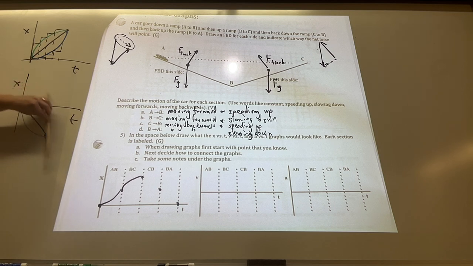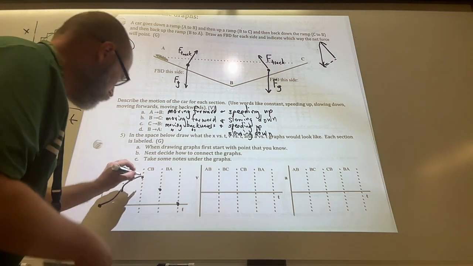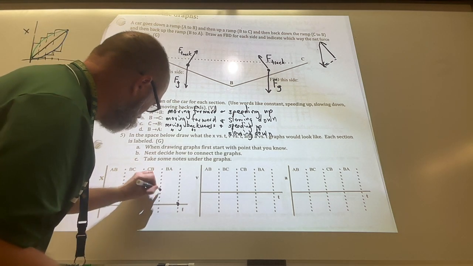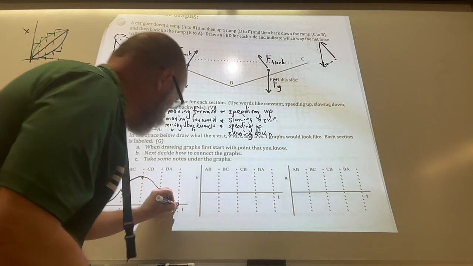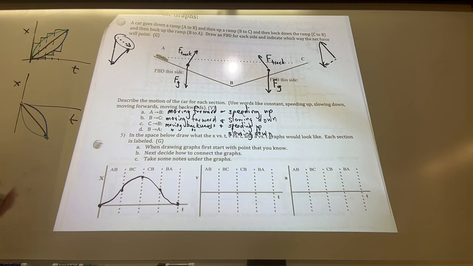Hey, look at this one. Ooh, that slope's getting steeper. Ooh, hey, that is speeding up. Where this slope, oh yeah, that slope's getting less steep. That would be slowing down. So I want speeding up. There we go. And then the last part, going backwards, slowing down. There we go. Okay. Hey, physics should make sense.